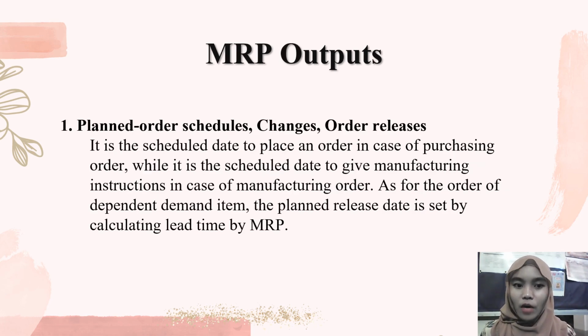For the output, the first one is planned order schedules, changes, order releases. It is the schedule to place an order in case of a purchasing order, which is the schedule to give manufacturing instruction in case of a manufacturing order. As for the order of dependent demand items, the planned release date is set by calculating lead time by MRP.